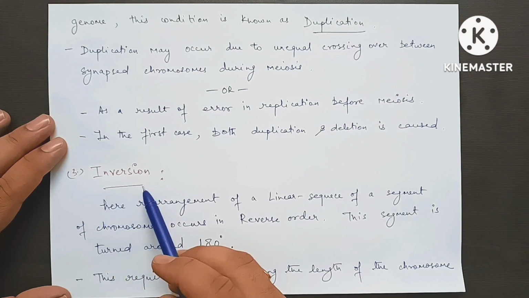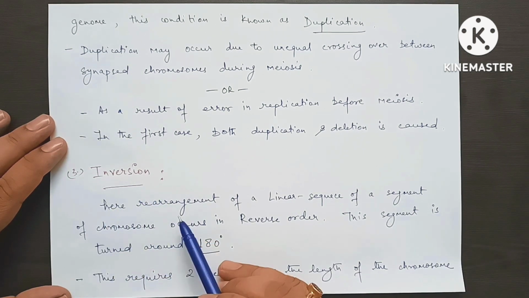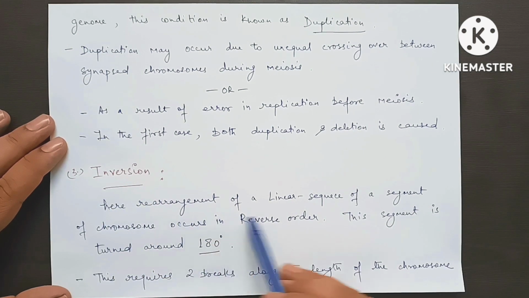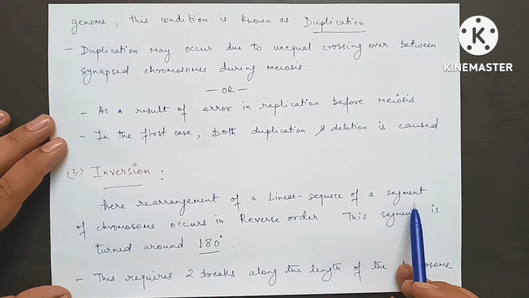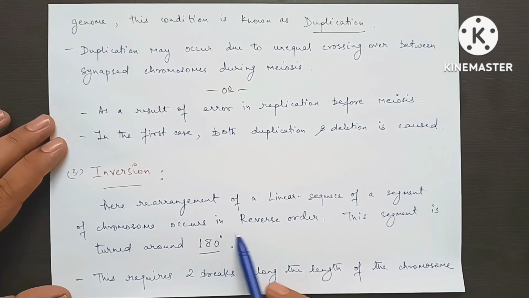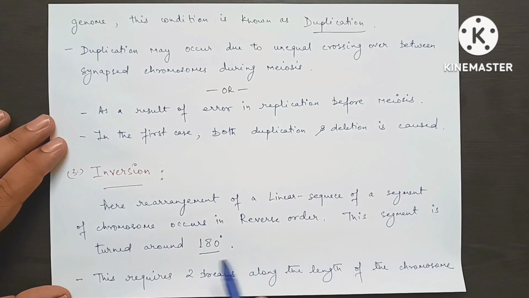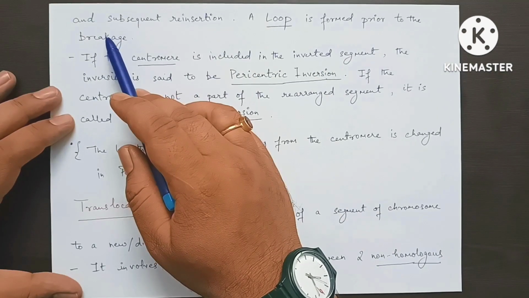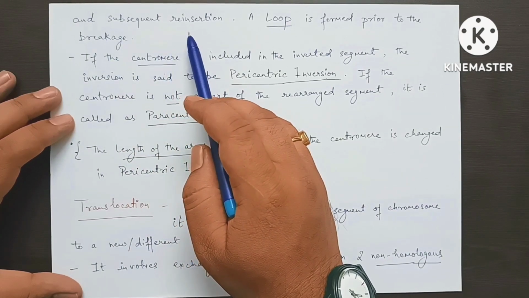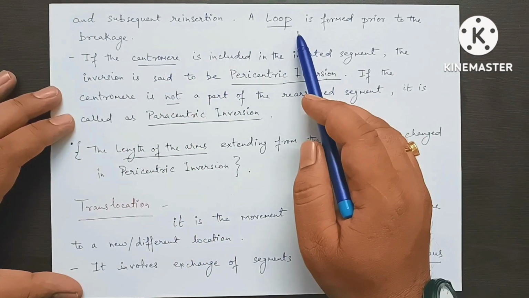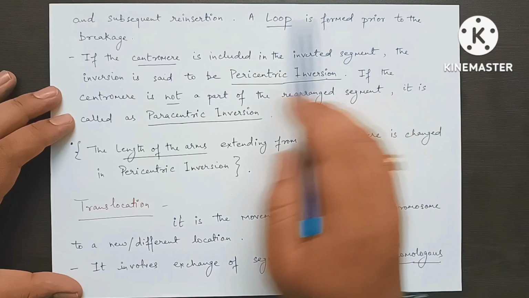Third, we have inversion. Here, rearrangement of a linear sequence of a segment of chromosome occurs in reverse order. This segment is turned around 180 degrees. This requires two breaks along the length of the chromosome, and subsequent reinsertion. A loop is formed prior to the breakage.